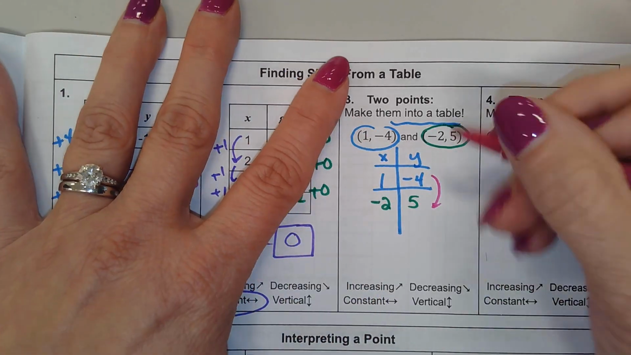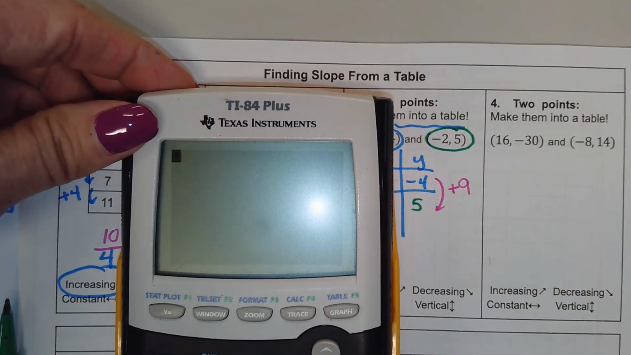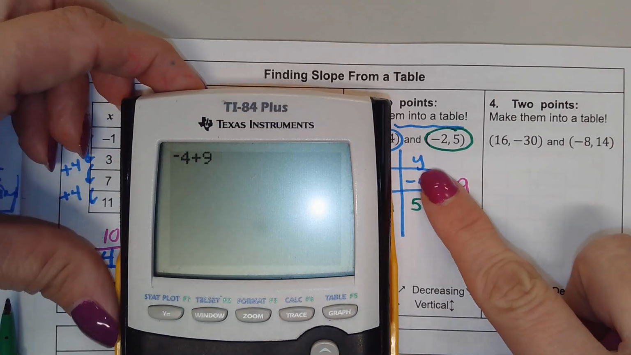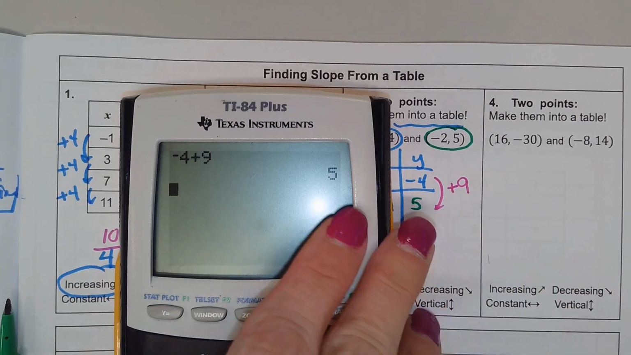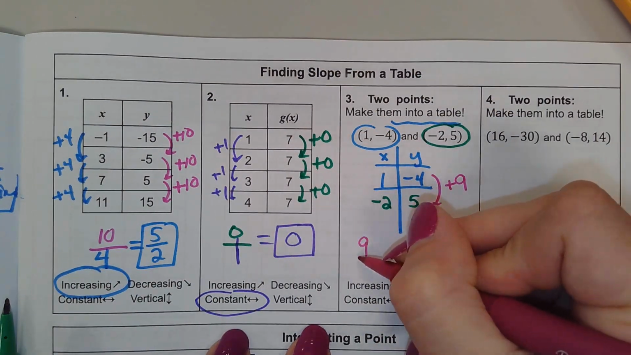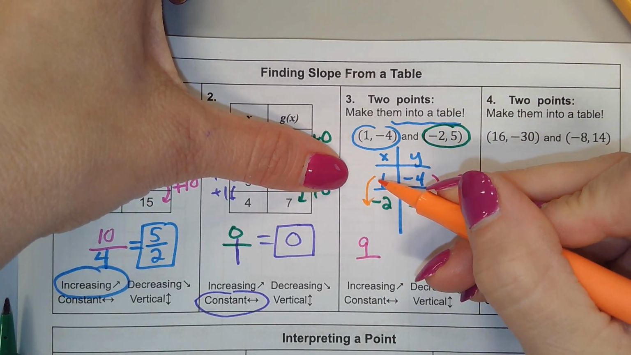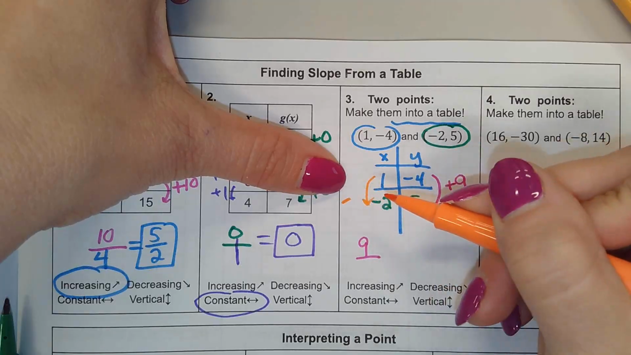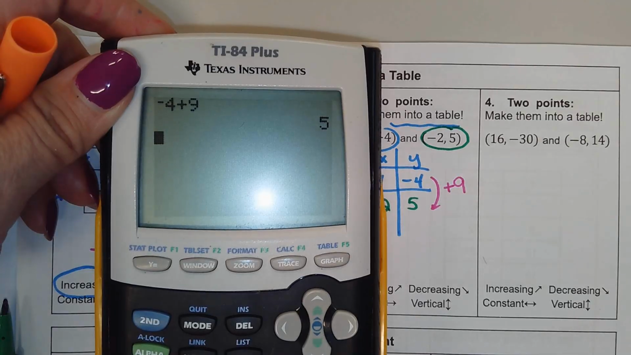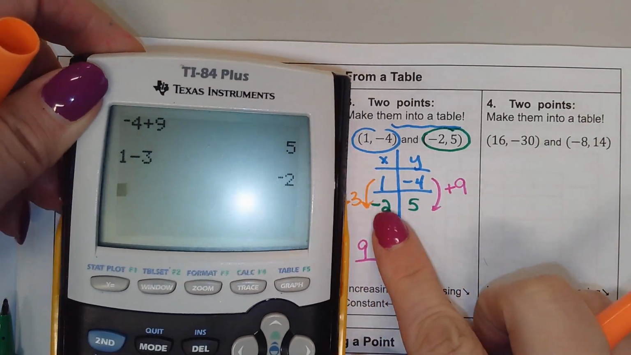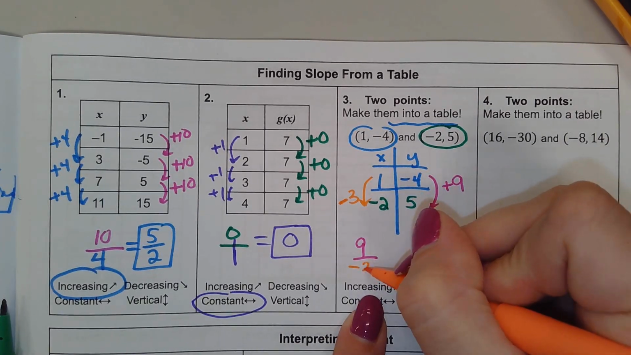Negative 4 plus 9. Let's check. Negative 4 plus 9. Does that take us to 5? Yes. Now what about the other side? What's the pattern here? This is going down. This is negative. I think it's negative 3. Let's check. 1 minus 3 takes us to negative 2. So the denominator is negative 3.